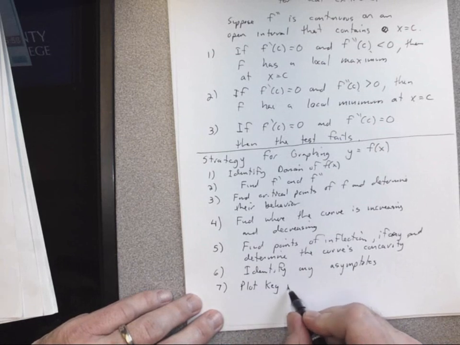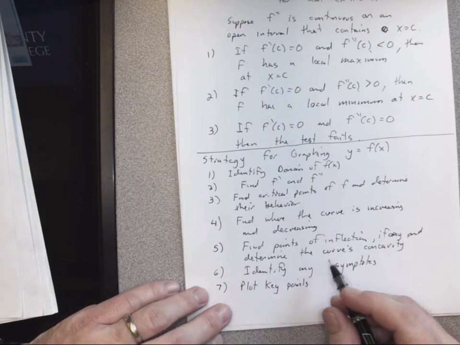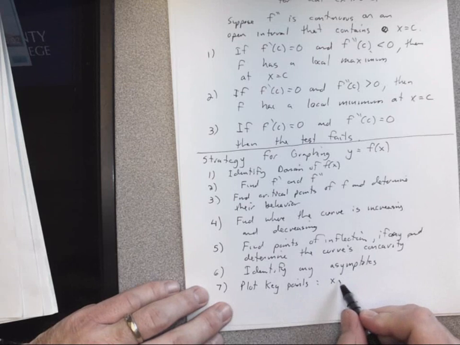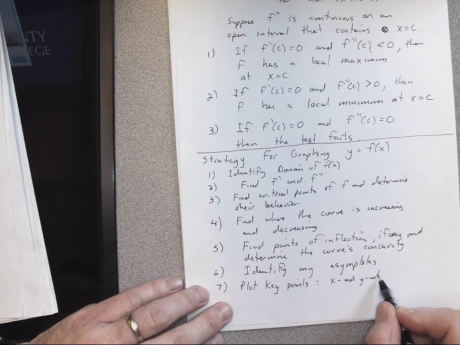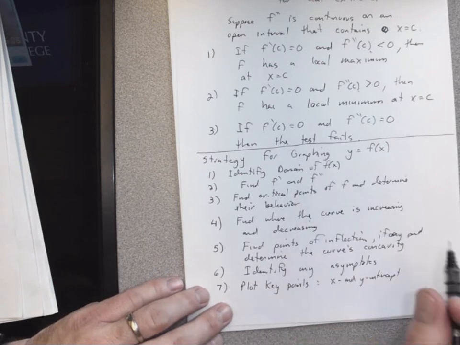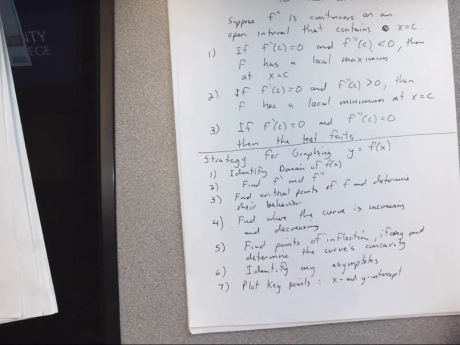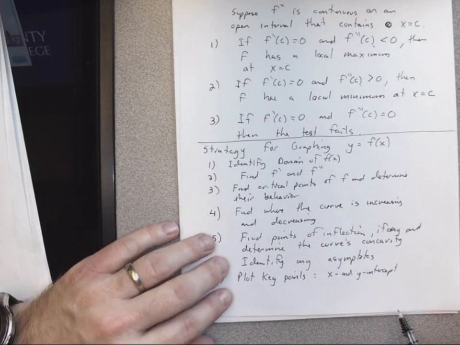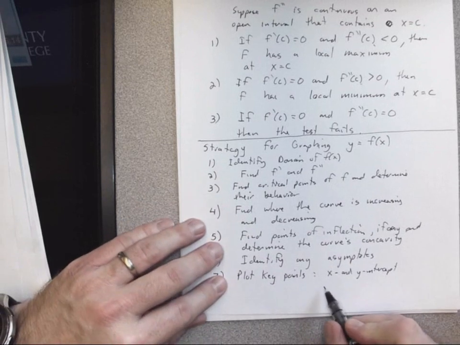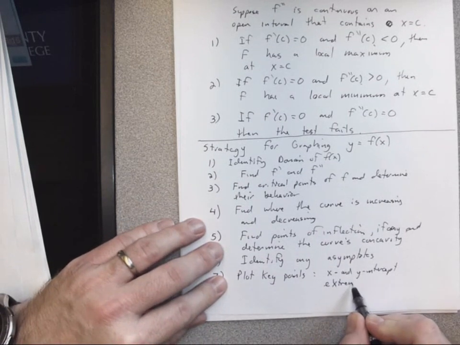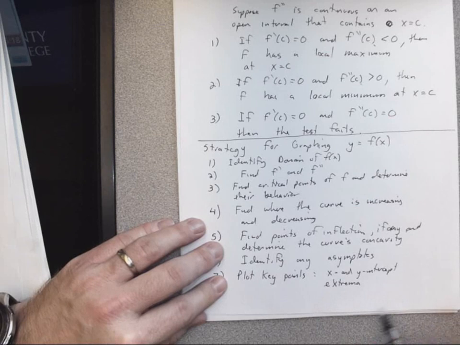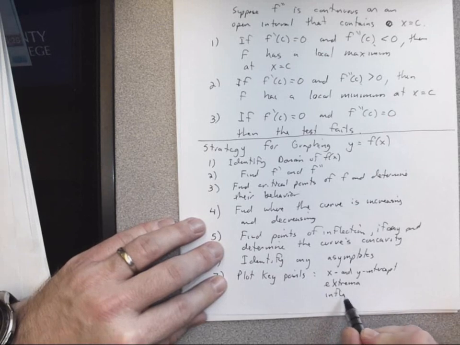Now, what we mean by key points is, I'll give you the candidates of x and y-intercepts. So this is when the original function is equal to 0, and when the output is equal to 0. We're also going to find the extrema, so your local maxes and your local mins, and inflection points.